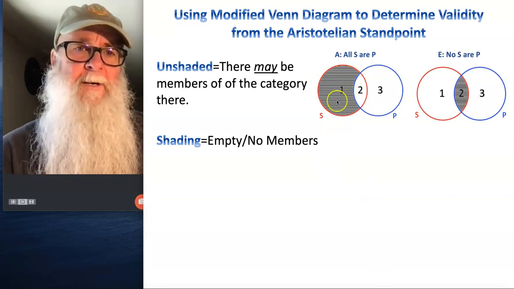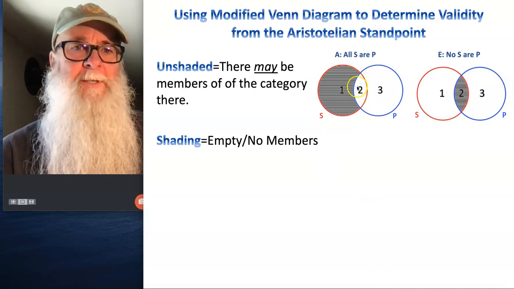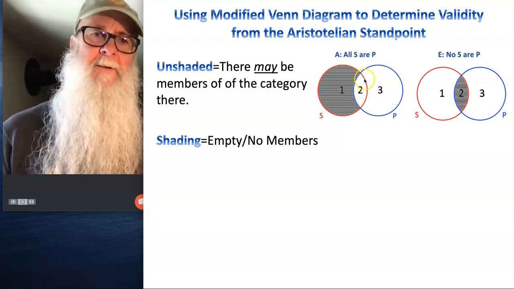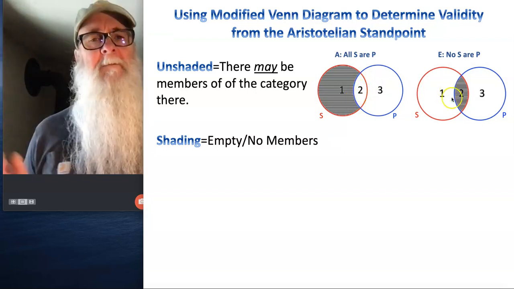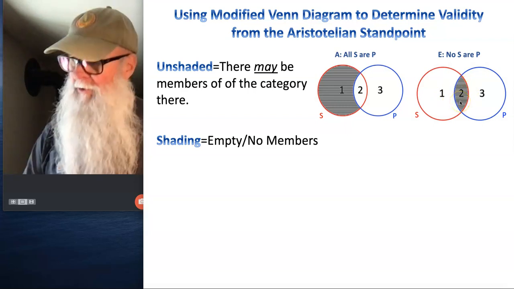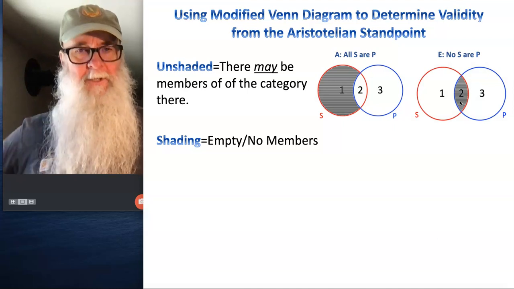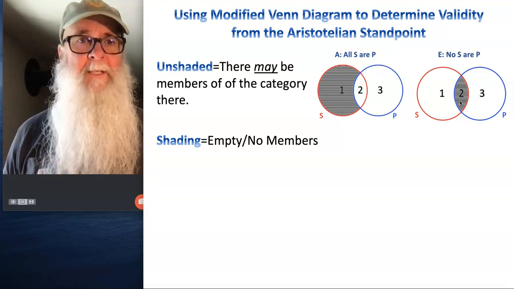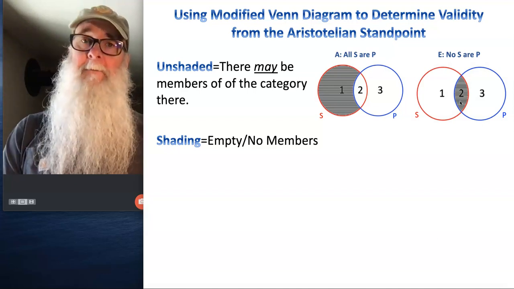So when we shade out area 1, we push all of those S into area 2 right here. And we're saying all the S's that exist, they're all in area 2. And conversely, to show no S or P, we shade out area 2. We say there's nobody in area 2. We can turn out the lights because this area where the two circles overlap is empty. There are no S that are also P.